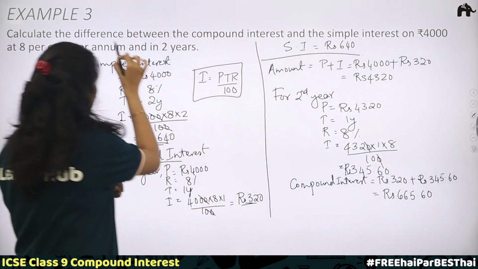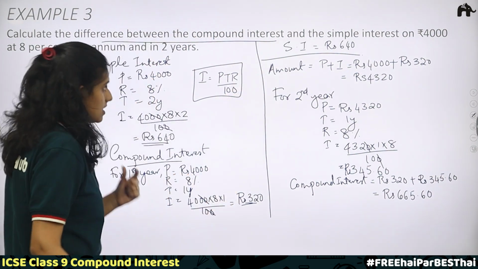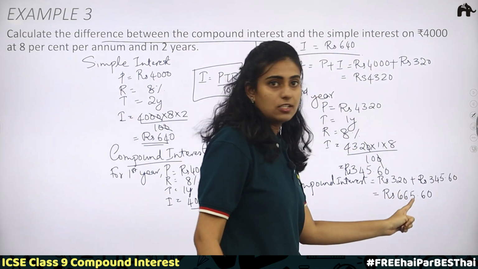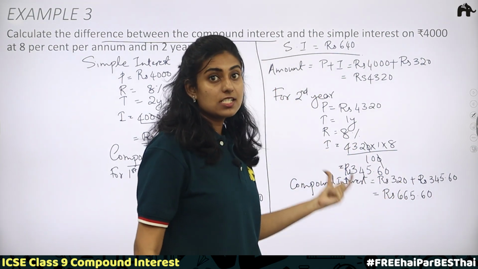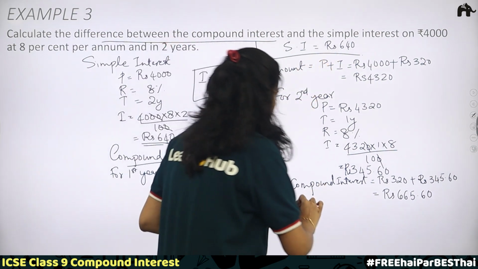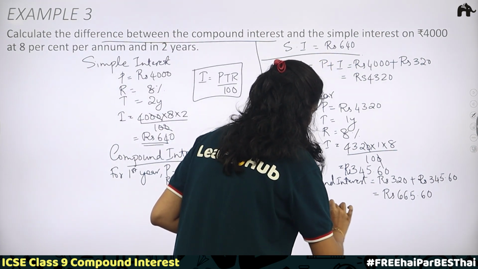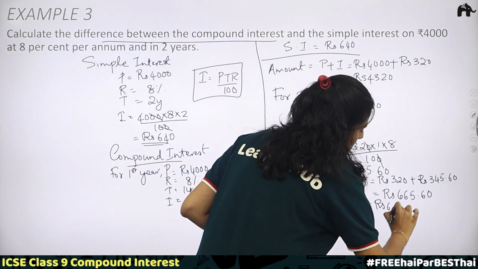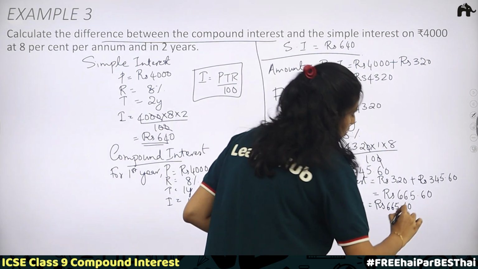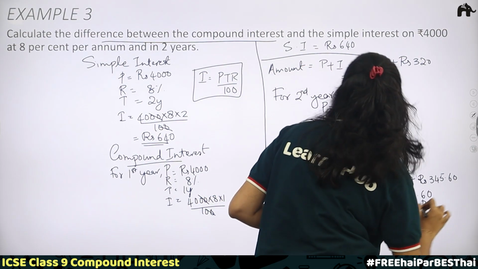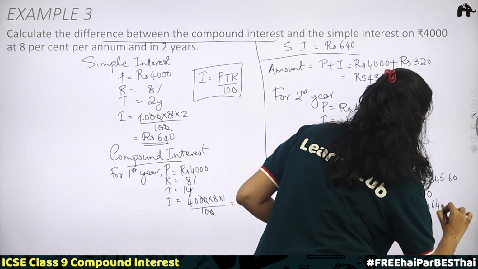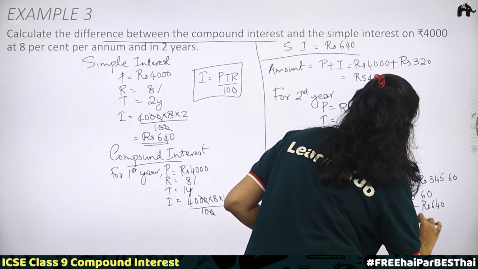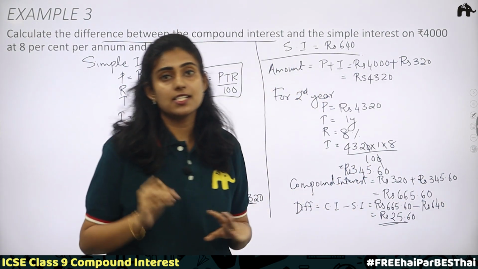We have to find the difference between the compound interest and the simple interest. Simple interest is equal to rupees 640 and compound interest is rupees 665.60, which means compound interest is greater than the simple interest. Therefore, the difference is equal to compound interest minus simple interest, that is rupees 665.60 minus rupees 640. You will be getting rupees 25.60. So this is the difference between the compound interest and simple interest.